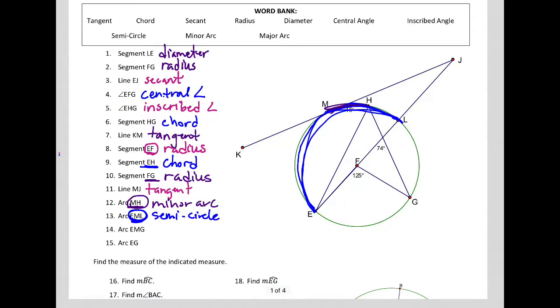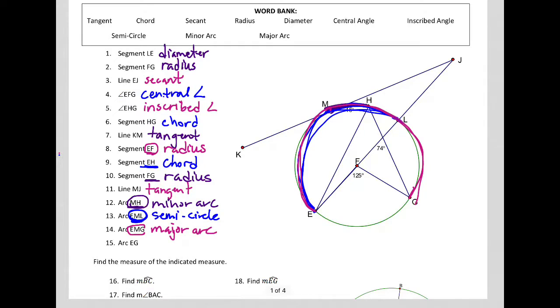And then next we have arc EMG. So once again, I know it's 3 letters, so it's going to be a major arc. E to M to G. I just want to make sure it's not a semicircle. So EMG is definitely a major arc.